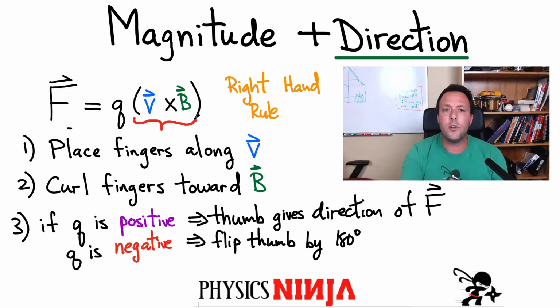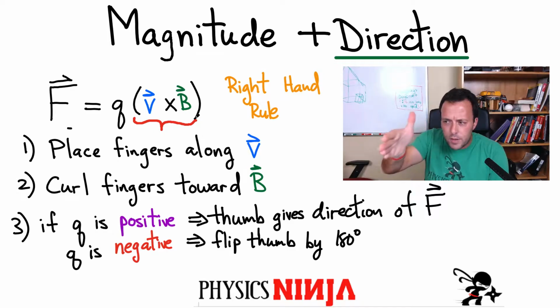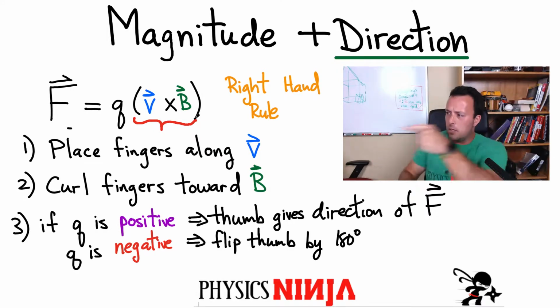So the first thing we're going to do, step one, is you take your right hand and you place your fingers in the direction of the velocity. So there's a charged particle going this way.